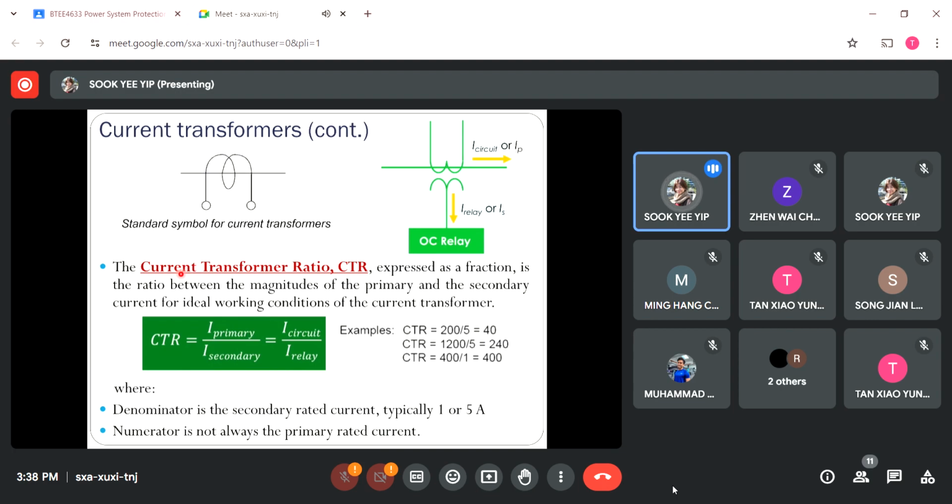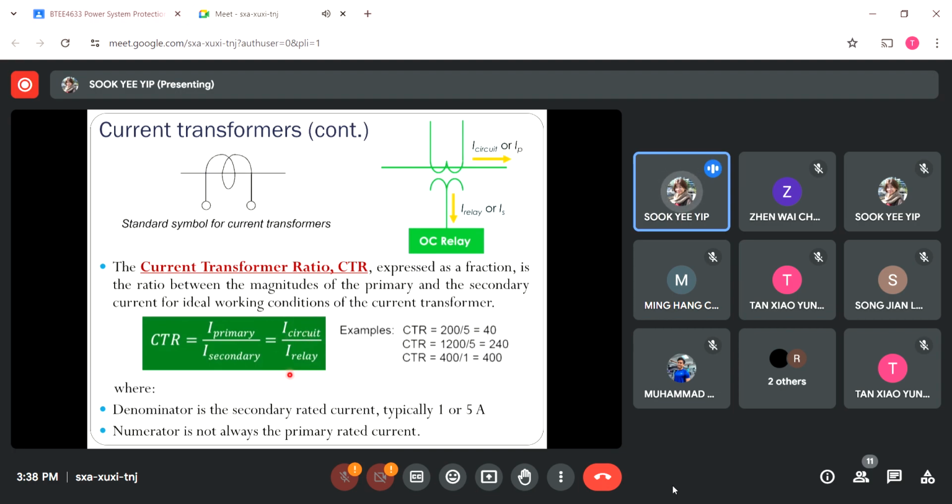The current transfer ratio is defined as a fraction, which means that we have a division. The ratio between the magnitudes of the primary current to the secondary current under ideal working conditions for the current transformer. Mathematically it is calculated as such, where CTR, how much current has been transformed down, we can calculate as the primary current's magnitude divided by the secondary current's magnitude. Or alternatively, we have another equation here. We could have the ratio of circuit current to the relay current.